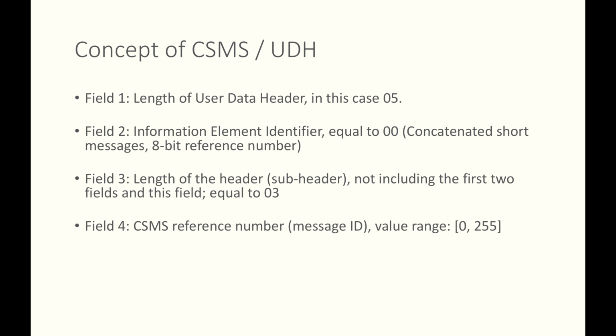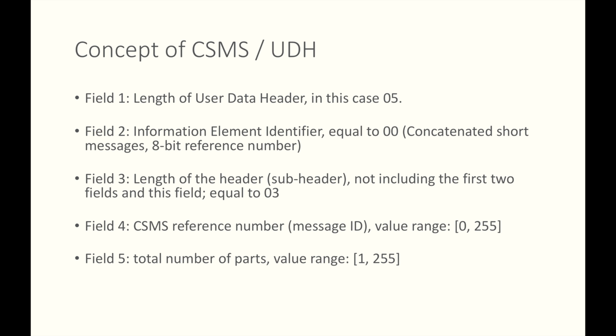Now, it is time to come back to the second field. It's equal to 0 if you use an 8-bit message ID. But if you use a 16-bit message ID, then the first field will be changed to 6, the second field to 8, and the third field to 4. So, the second field is called the Information Element Identifier.